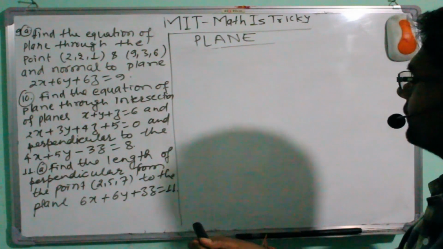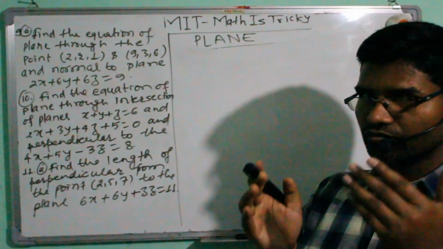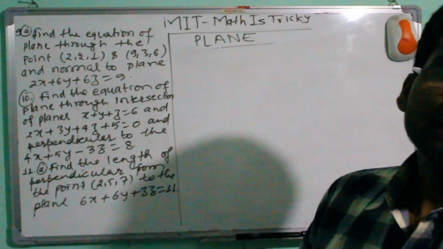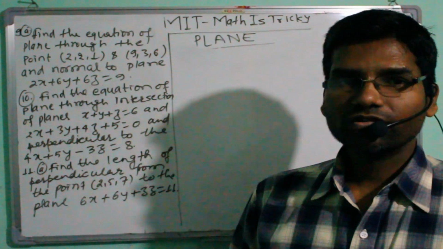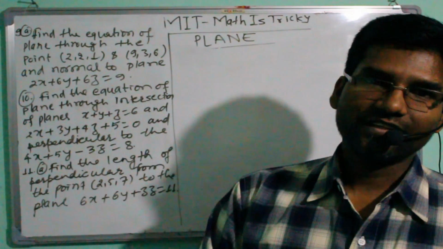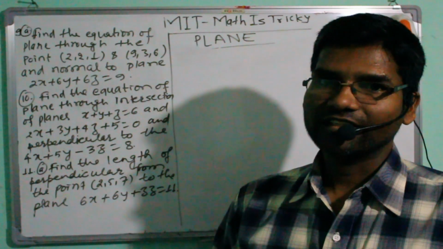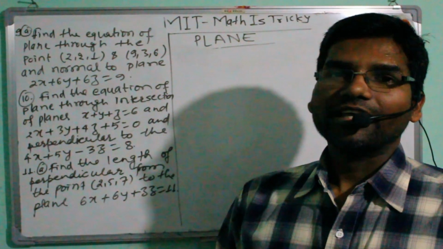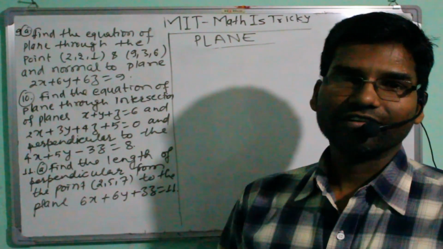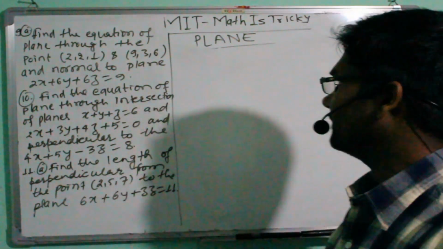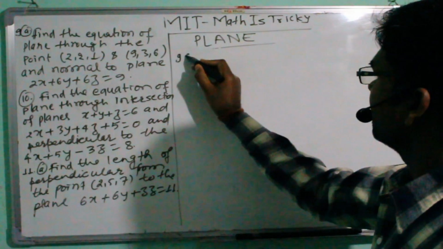So no worry. The plane is passing through 2 points, so 2 points will satisfy the plane, and also the plane is perpendicular to another plane. So we'll use the condition of perpendicularity. From that we'll get the value of a, b, c, and by substituting we'll get the answer. This is how we are going to solve. Let me solve question number 9a.